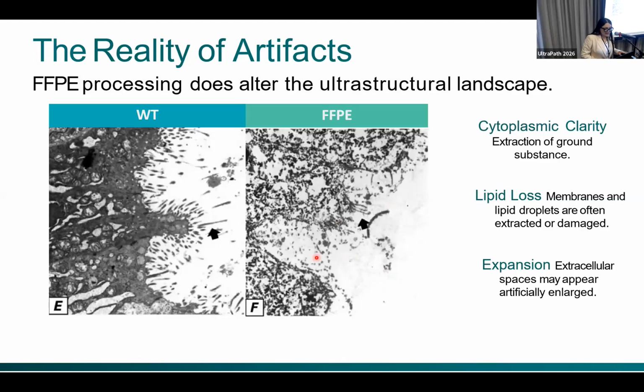So we have this last example of the cystadenoma, and the most frequent artifacts in these cases were the loss of all the cell surface details. Another important one was the cytoplasmic clarity because of the extraction of glycogen and lipids. And finally, another artifact is the expansion of the extracellular spaces that may appear artificially enlarged.